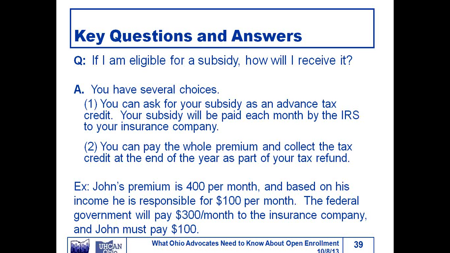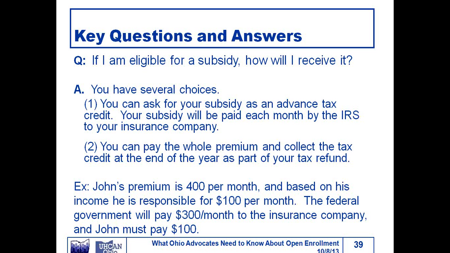And then the subsidy or the tax credit is paid each month by the IRS to the insurance company. I say each month. We know that between the IRS and the insurance company, it's probably going to be some kind of quarterly reconciliation process, but effectively for the person, it amounts to paying it each month. But the person also can, if they're able to, pay the premium up front and then get the tax credit at the end of the year as part of their tax refund.